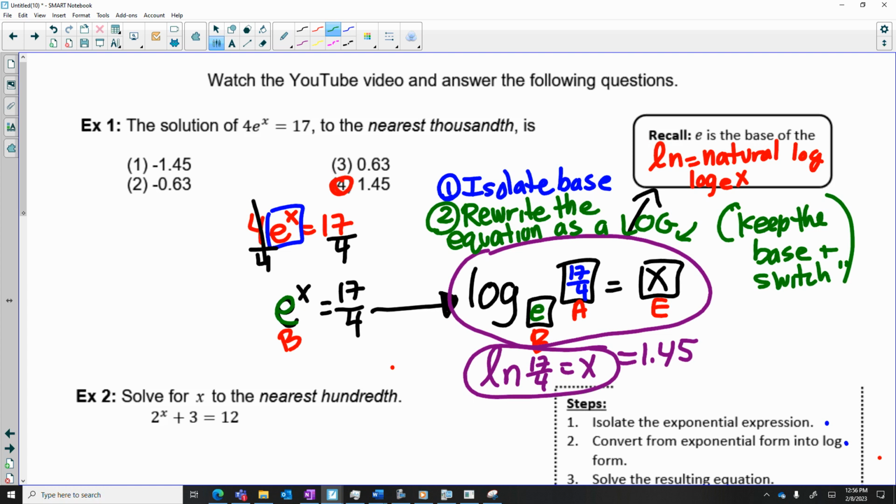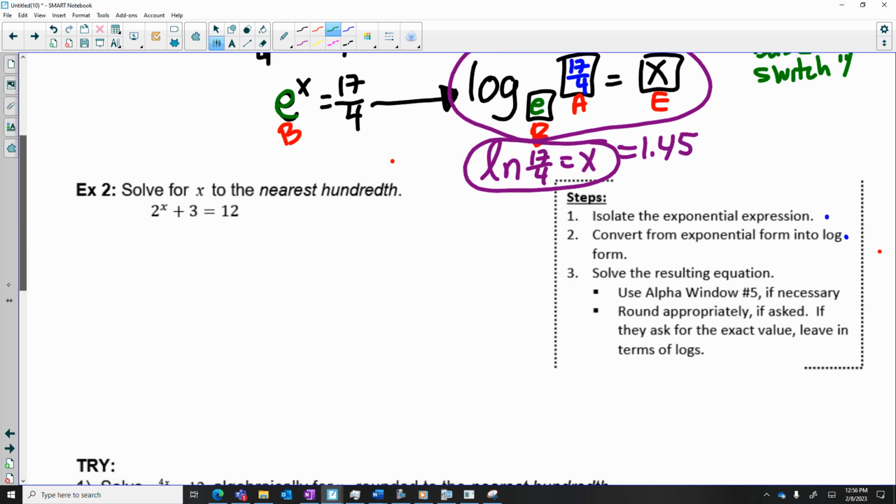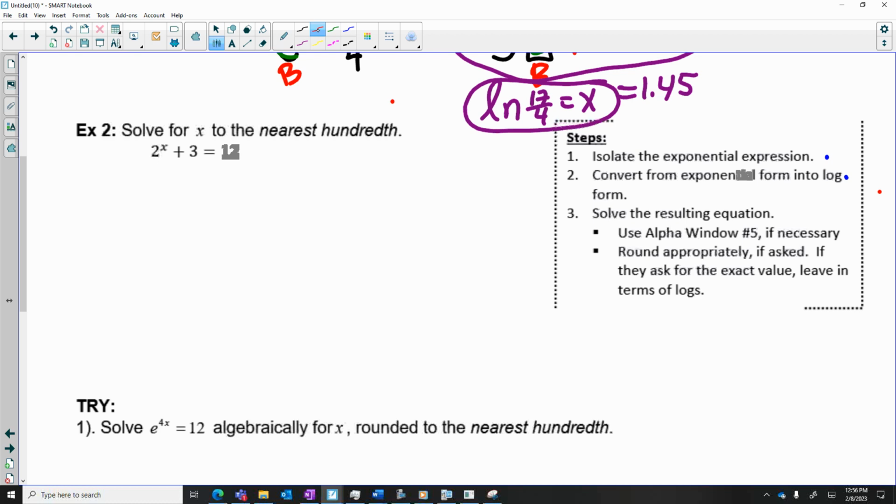Number 2. How am I going to isolate this base? Well, the base is the 2 to the x. So I want to get rid of that plus 3. I'm going to do the opposite operation, or inverse operation, by subtracting 3. So I'm going to get 2 to the x equals 9. Now I want to solve this out. You see my steps are written here. Step 1 is isolate, which I did.